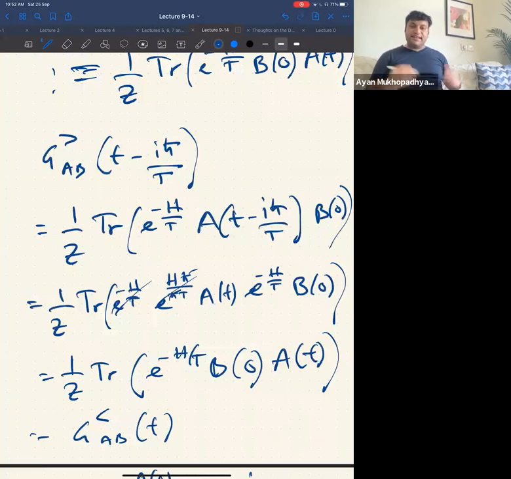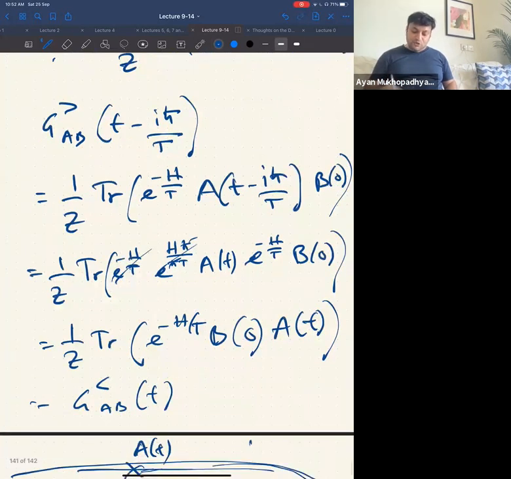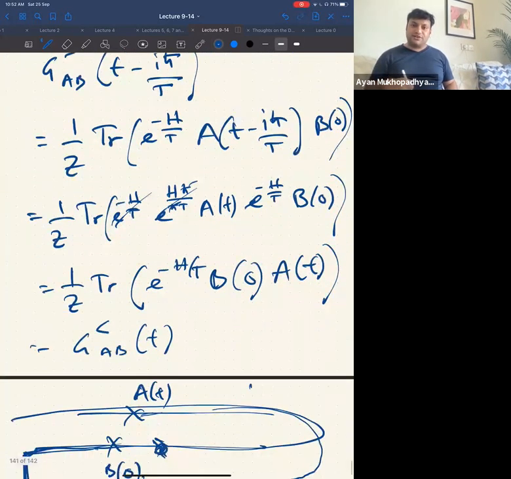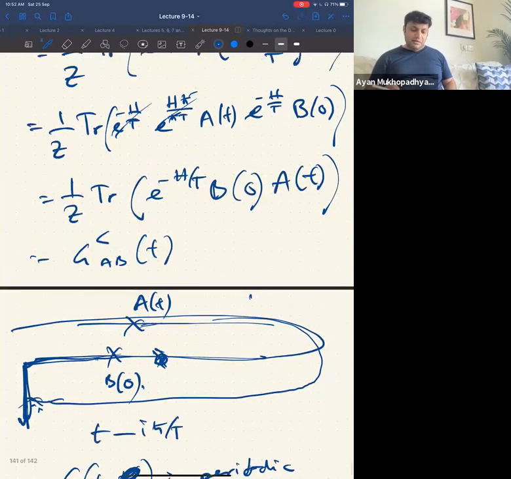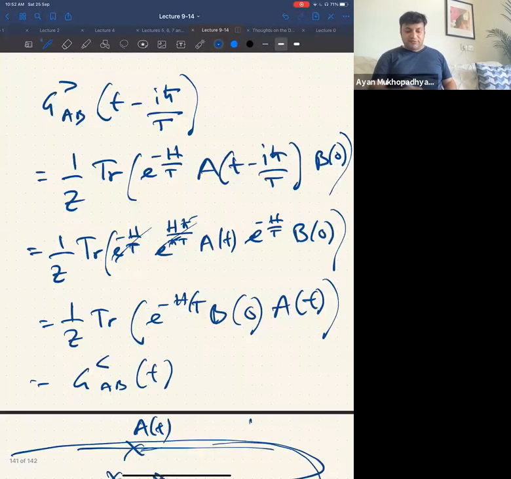Essentially the KMS condition is nothing but a statement of that: the two-point function on the entire Schwinger-Keldysh contour is periodic. That is the same statement. But for the moment, we are stating it in this way: G^> (t minus i h bar by T) is G^< (t) for any two operators A, B. Okay.